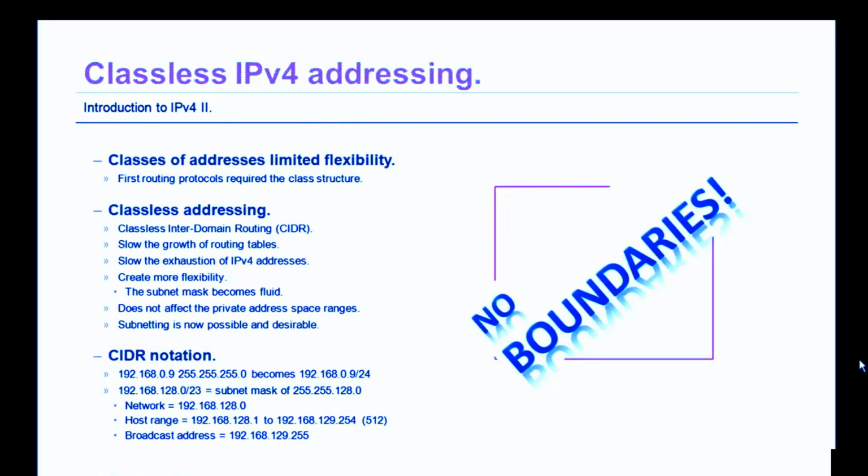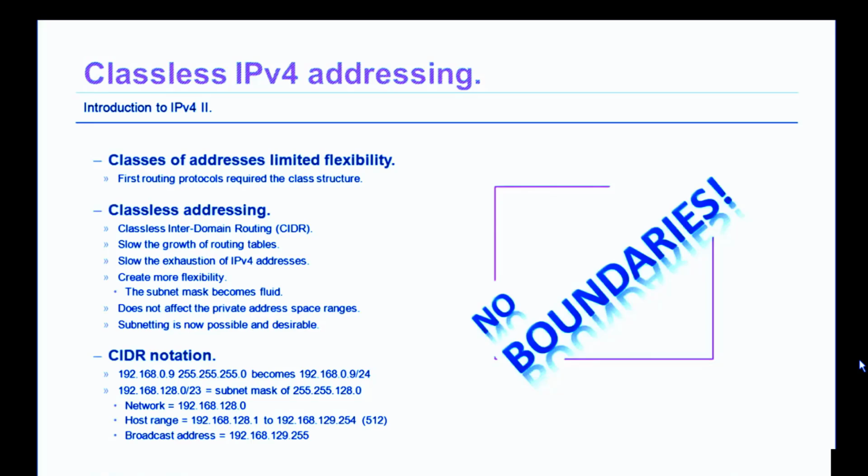And we'll begin with 192.168.0.9 with a subnet mask of 255.255.255.0. What that becomes is 192.168.0.9/24. That /24 represents all of the ones in the subnet mask. And that's those first 3 octets on the left, the 255.255.255. And if you look at that address, it's a Class C address, which always has a 255.255.255.0 subnet mask, but it now becomes fluid with CIDR.